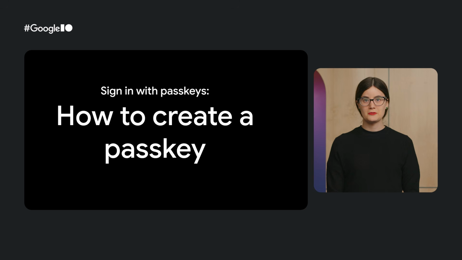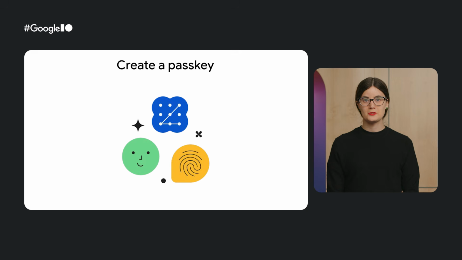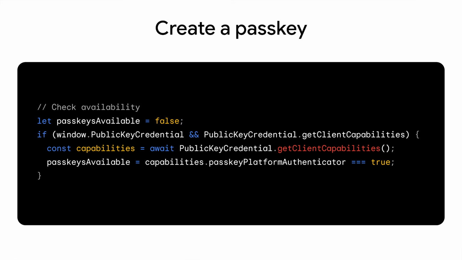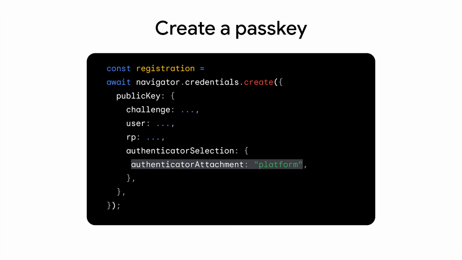Alright, now that you know how to leverage passkeys for sign-in, let's talk about creating them. You should prompt new users to create a passkey during or after sign-up. First, check if the user has a passkey provider available by calling getClientCapabilities and checking the Passkey Platform Authenticator property. After checking, call create to create a passkey. Make sure you set the Authenticator attachment attribute to Platform. This tells the browser to focus the UI on locally available credential providers.